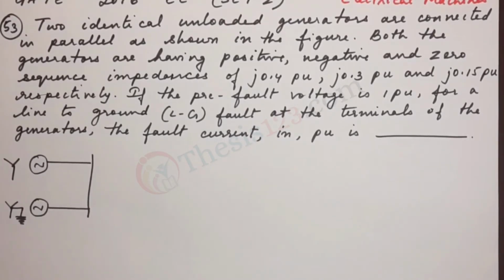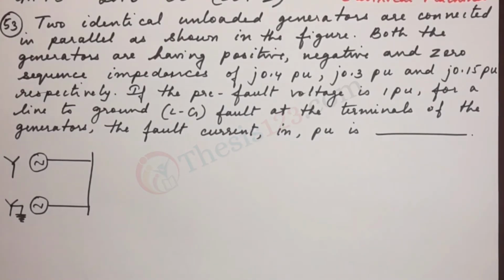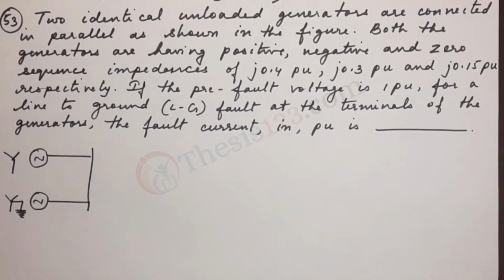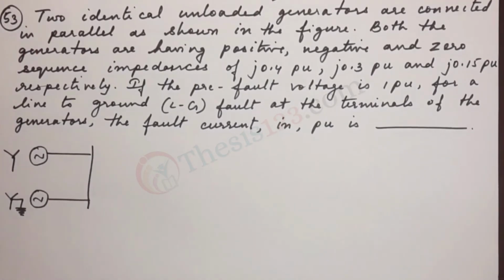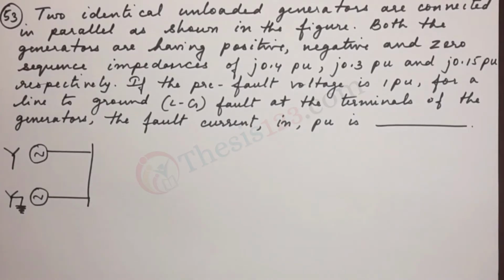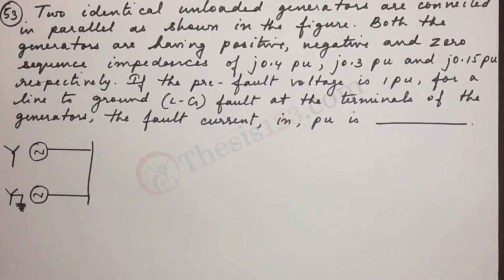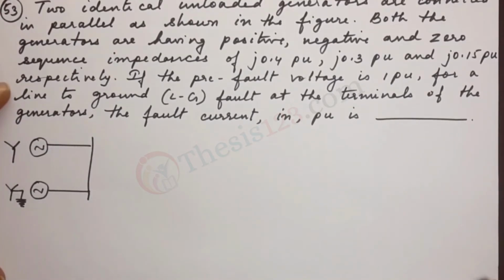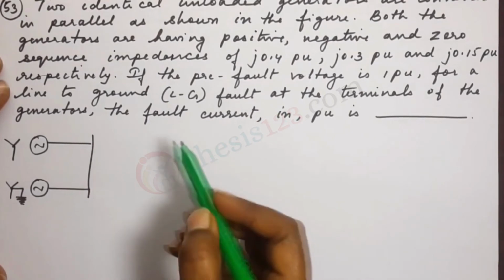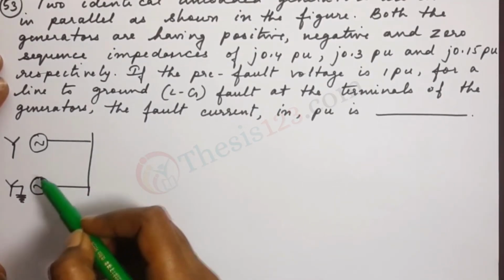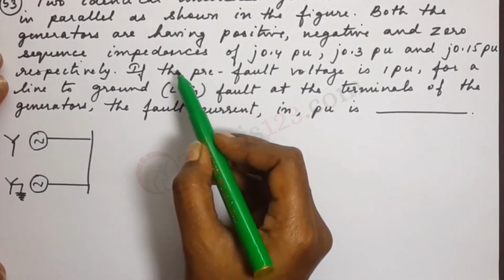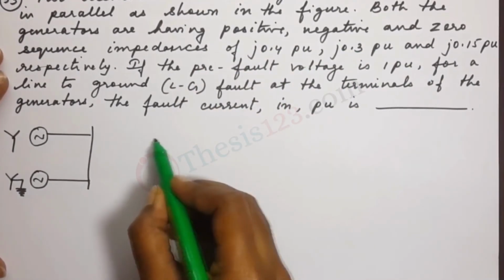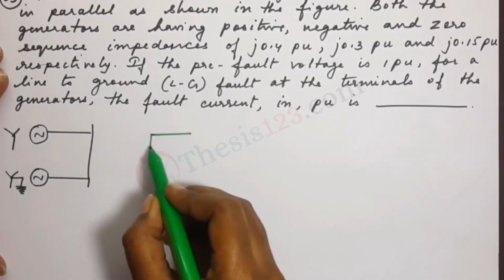If the pre-fault voltage is 1 pu for a line to ground fault at the terminals of the generators, the fault current in pu is dash. Okay, so what we can do first is to try and put it all down in the form of a diagram, so that we have a good view of what's been given to us. So we have two generators here, and the sequence impedances are also given: positive, negative and zero. So let me just draw it here for you.